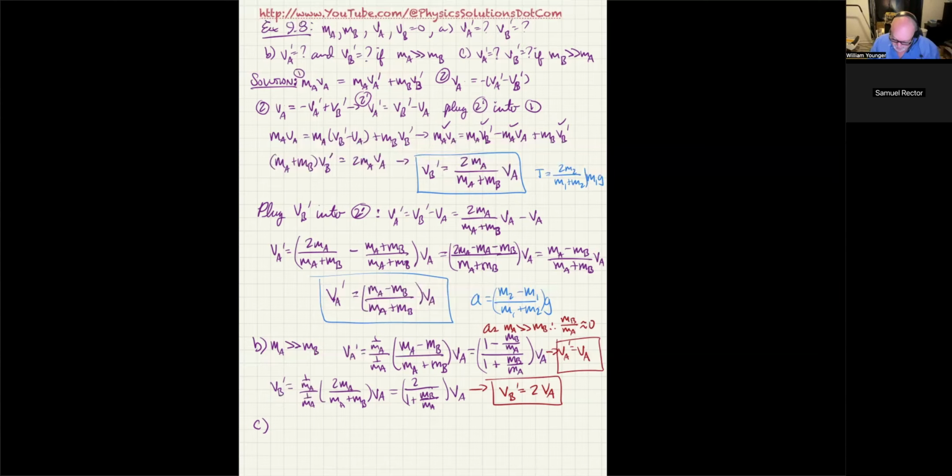This time we're trying to consider what happens if the target is really massive and this little insignificant speck is running into it.